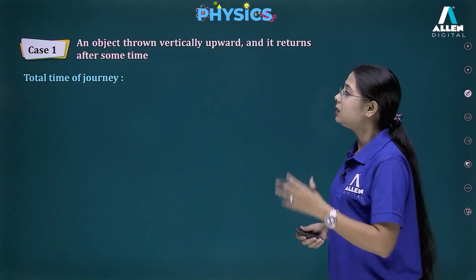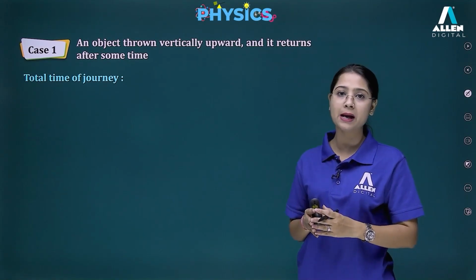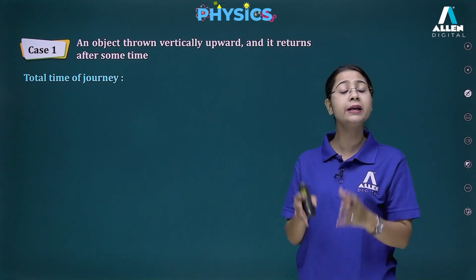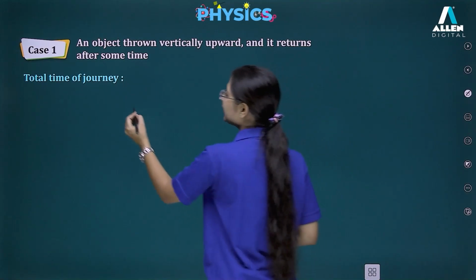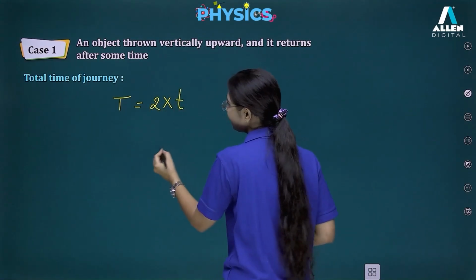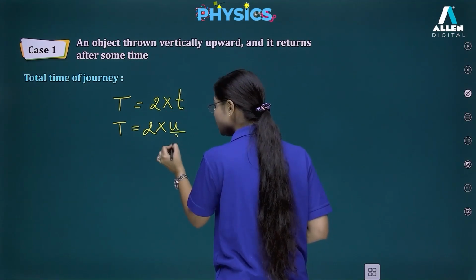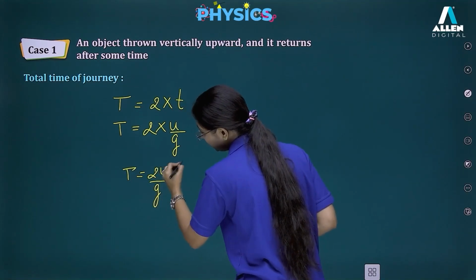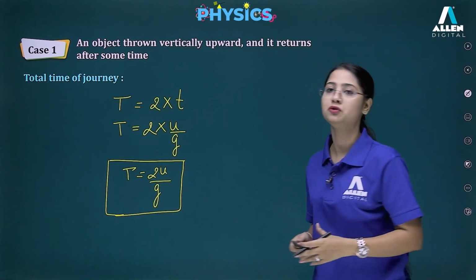Alright, now the time of total journey. That means the time taken to reach maximum height, and obviously after reaching the maximum height it will return. Again it will take the same time to reach the ground. So I can say the total time of journey will be twice the time taken to reach maximum height. So it will be 2 into t is u upon g. That means t is equal to 2u by g. This is the formula of total time of journey.